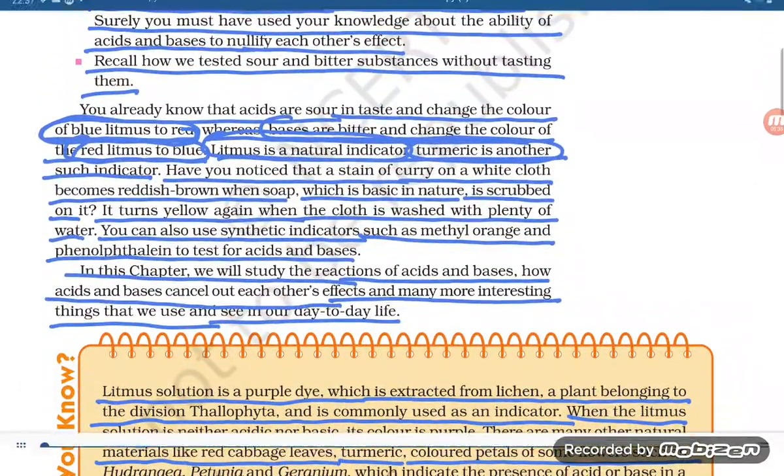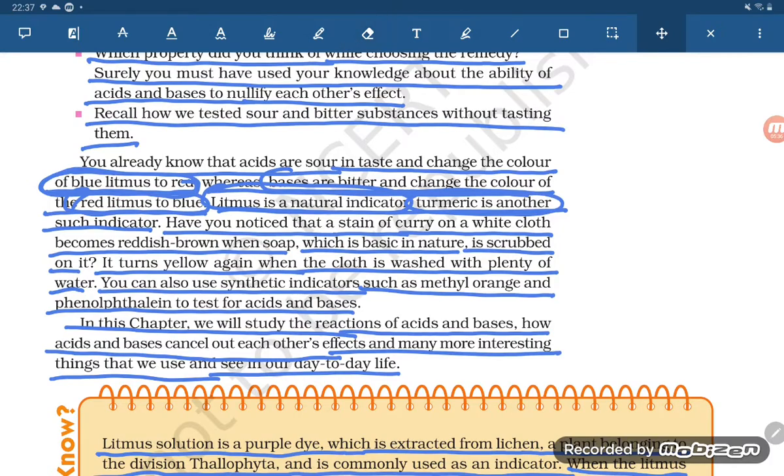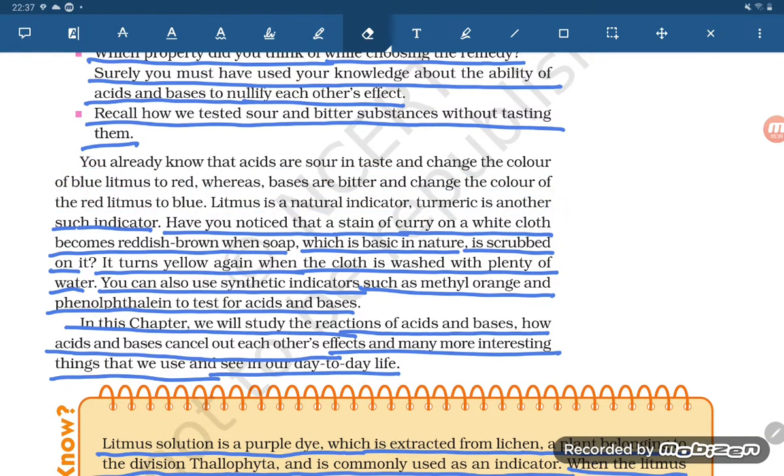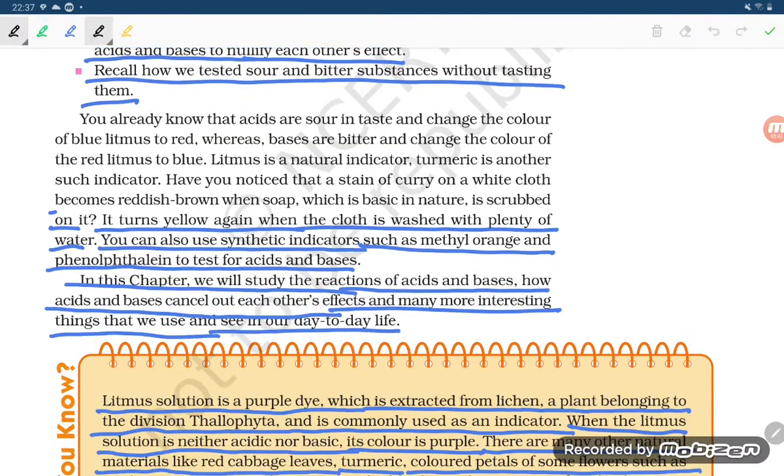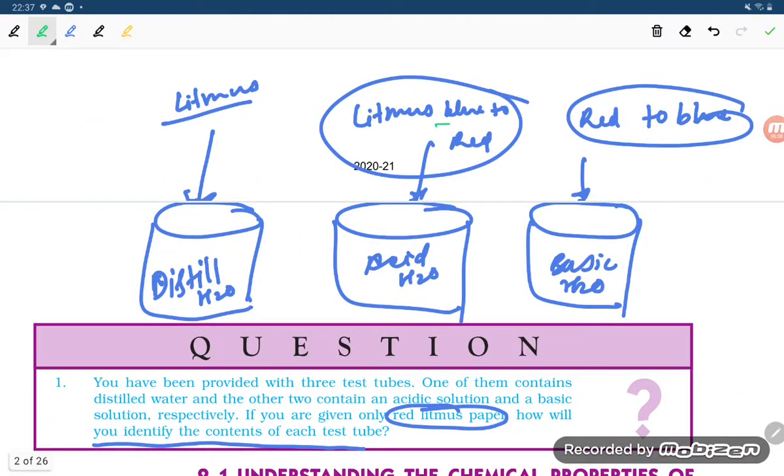They have already explained this line. Wait, I am showing you the lines where they wrote. Here, read out this line. Bases are bitter in taste, changing red litmus to blue. And acids are sour in taste, changing blue litmus to red. So blue to red means acid, and red to blue means base.